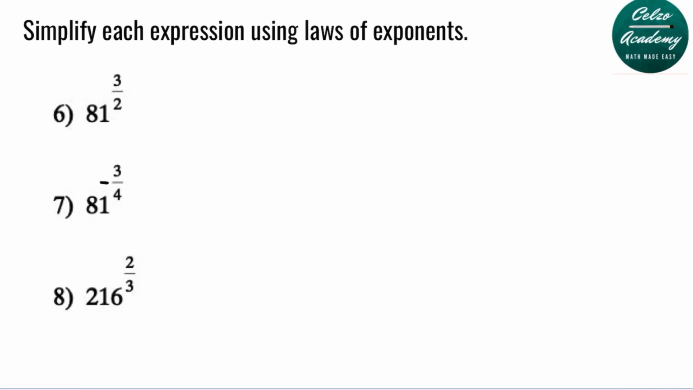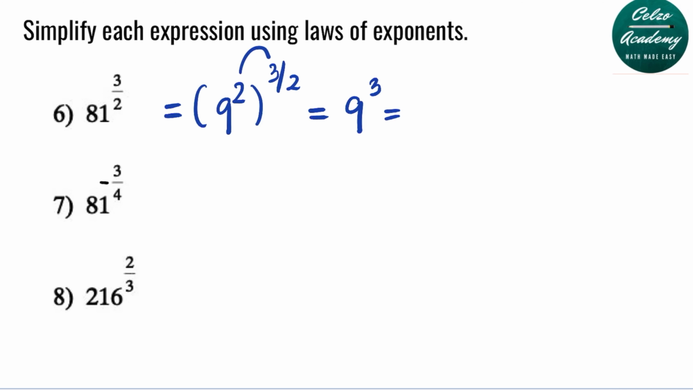Question 6. 81 to the power of 3 over 2. Step 1 is to write 81 using a power of 2 or a multiple of 2. So we can use 9 to the 2nd power. Using the power rule, we will keep base 9 and multiply the powers 2 and 3 over 2. 2 times 3 is 6. 6 divided by 2 is 3. 9 to the 3rd means 9 times 9, which is 81, times 9 again, we will have 729. So the answer for number 6 is 729.